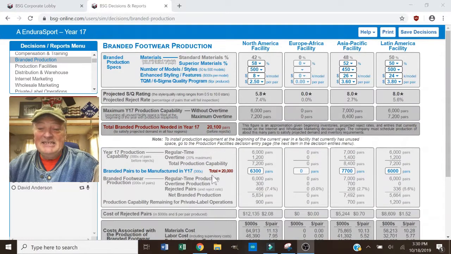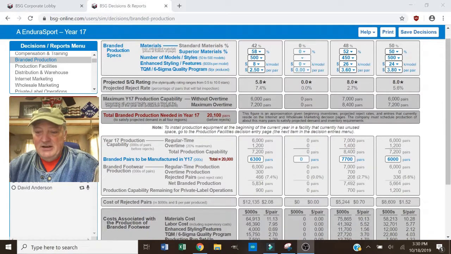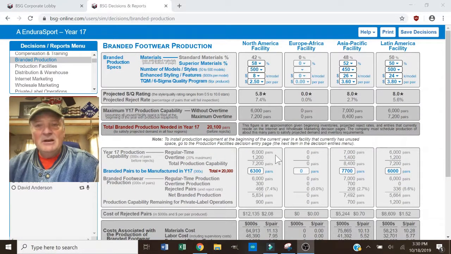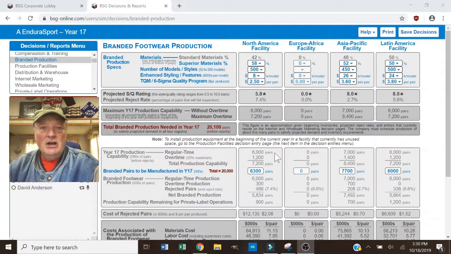Okay, here is lesson number 2 on the branded production. You come on down here and you're looking at branded pairs to be manufactured in the year that you're going to be manufacturing it. And you can see at the top, now your numbers are going to be different, but you see at the top, I can produce 6,000 shoes on regular time, employee regular time, another 1,200 pairs on overtime, for a total of 7,200. I have chosen, in this instance, 6,300.